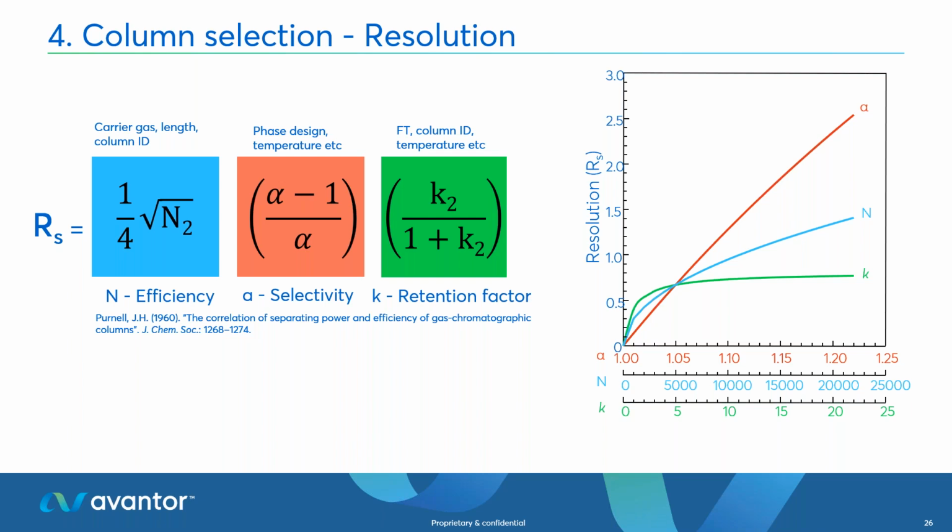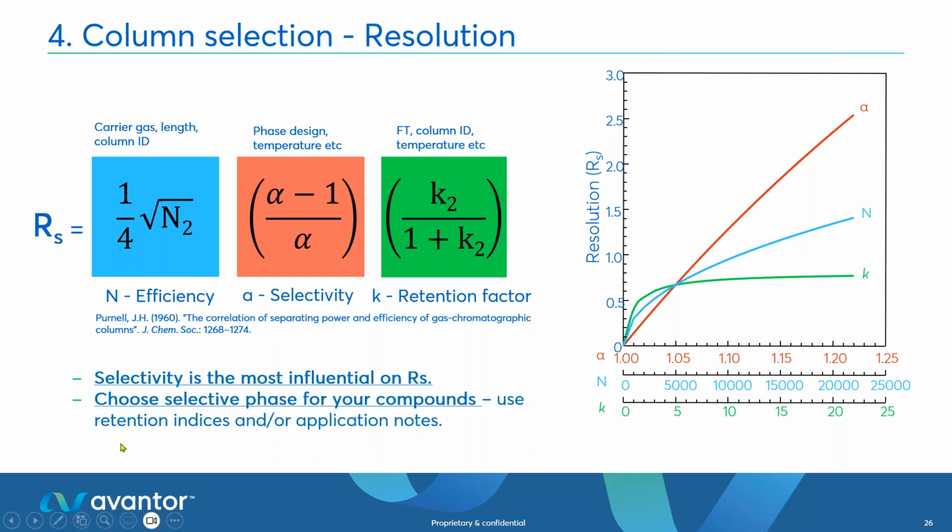And then we get to the most important point: the most important strategy is the selectivity. This is the most influential on the resolution. So you need to choose a phase that's selective enough for your compounds. We don't want to go for a really expensive polar column if you're not going to benefit from the separations that it will give you. So the selectivity relates to the stationary phase and how the target compounds and analytes interact through the separation mechanisms that more selective columns can offer. We'll go into the mechanisms in the next few slides.